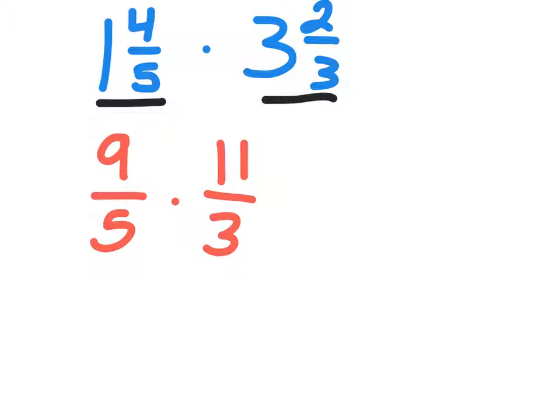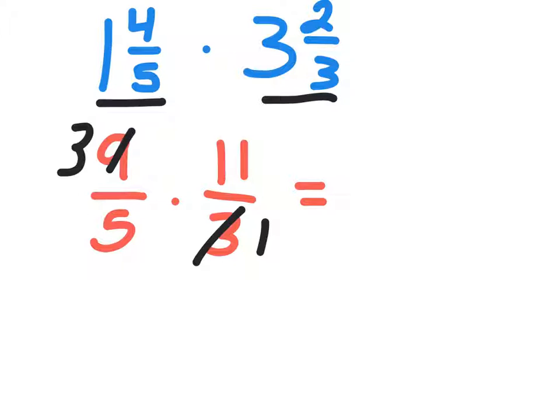to cross-cancel. And just a quick review, you want to make an X in the middle. You're going to look at the 5 and the 11, and you're going to look at the 9 and the 3 to see if there's anything that can be canceled out. So here we go. I can see that I can cross cancel. 3 goes into 3 one time, and 3 also goes into 9 3 times. 11 and 5 cannot be cross canceled, so I'm going to leave that.